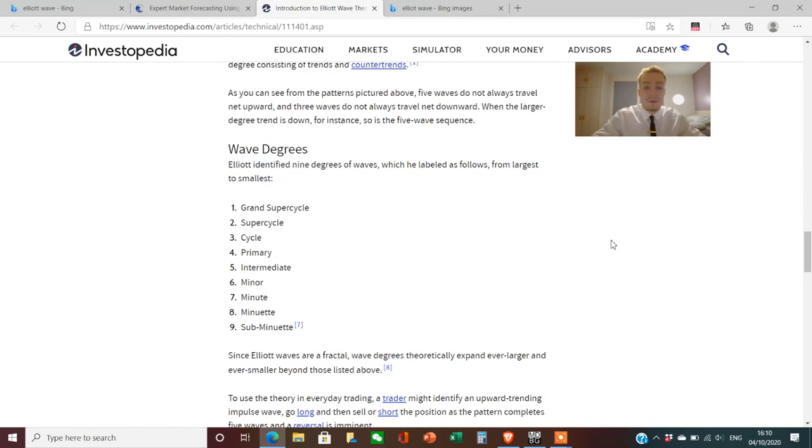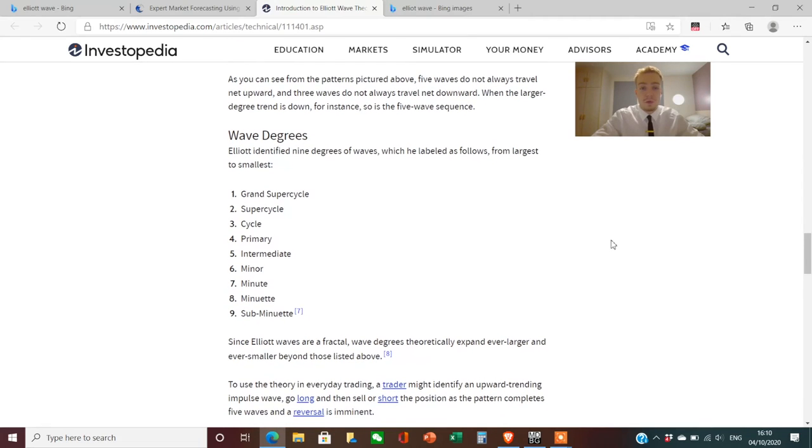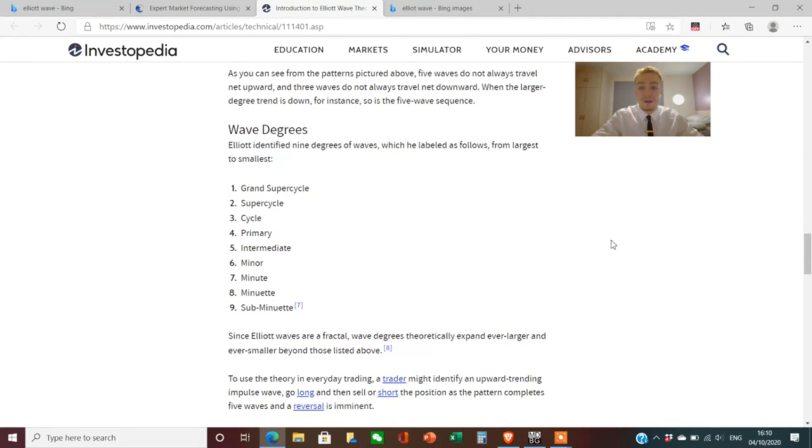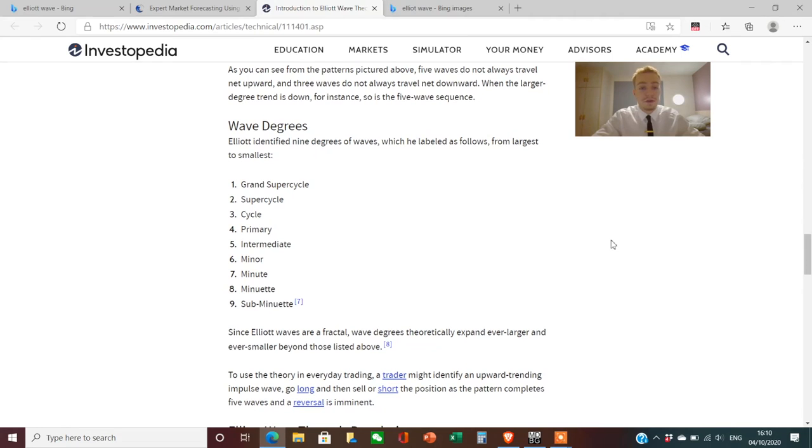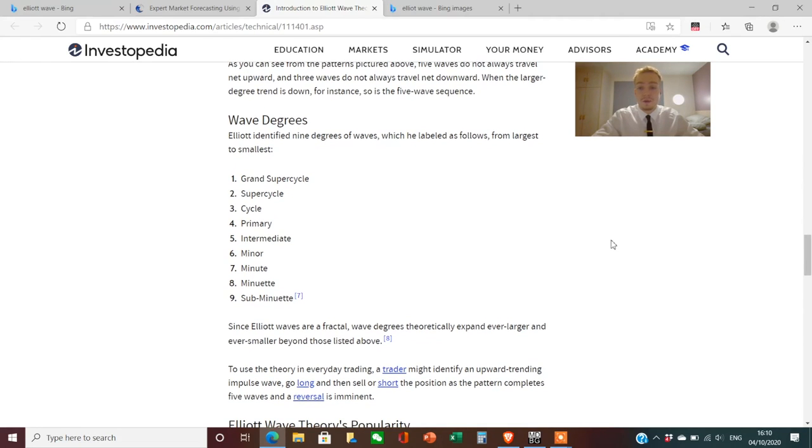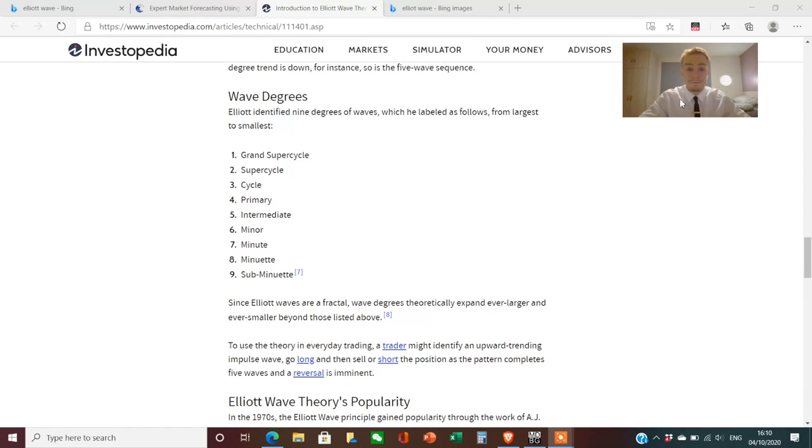As you can see from the patterns pictured above, 5 waves do not always travel net upwards and 3 waves do not always travel net downwards. When the larger degree trend is down, for instance, so is the 5-wave sequence.